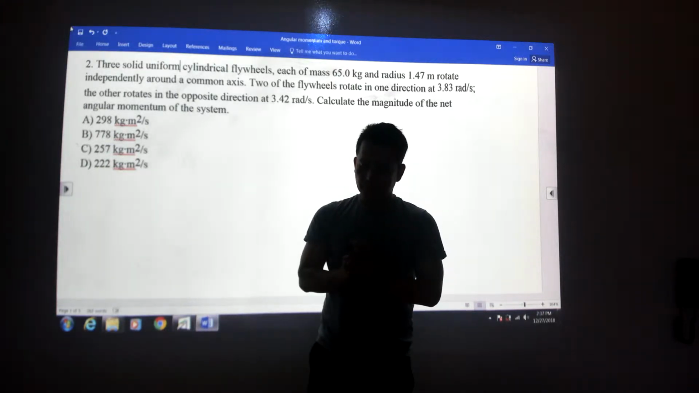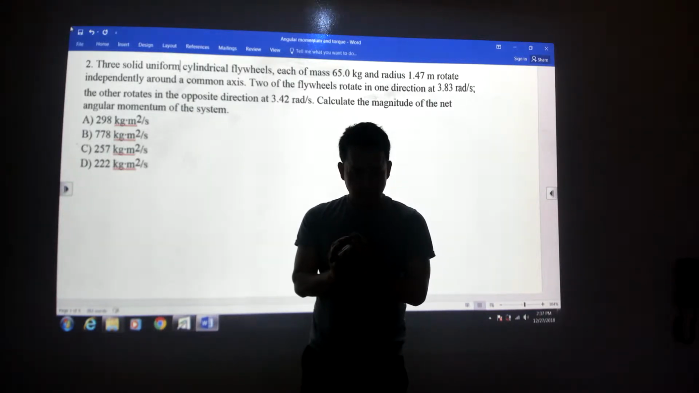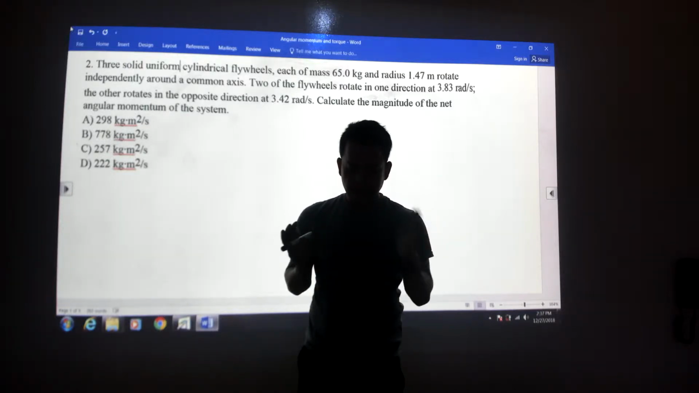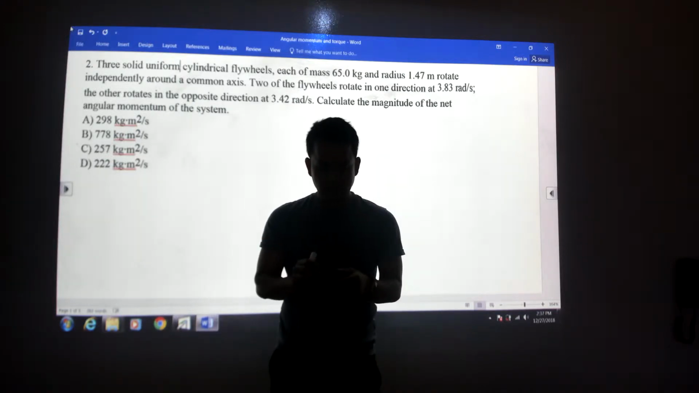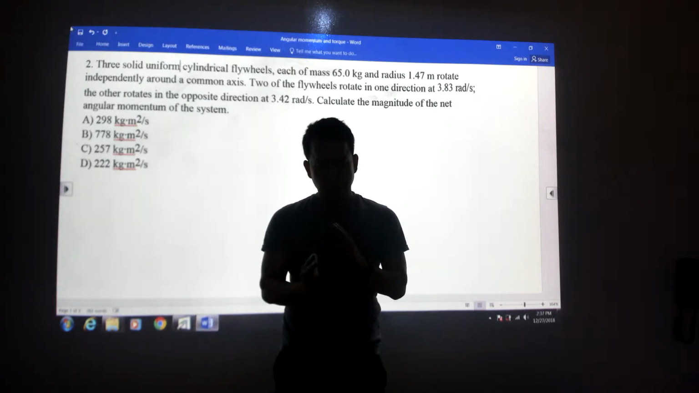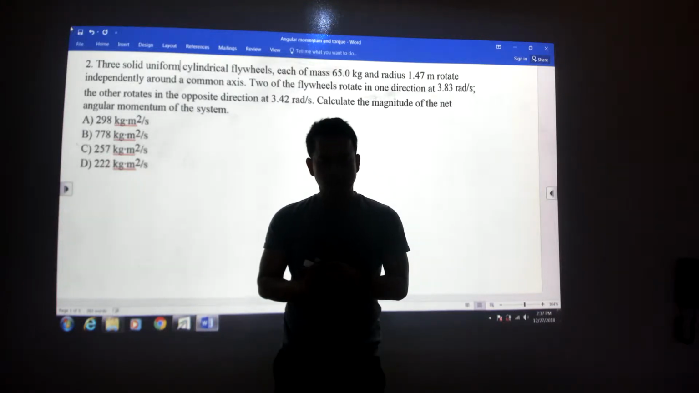In this problem, you are given three cylinders and each rotates independently about a common axis. Two of the cylinders rotate in the same direction and the other rotates in the opposite direction. We need to find out what is the total angular momentum of the system.